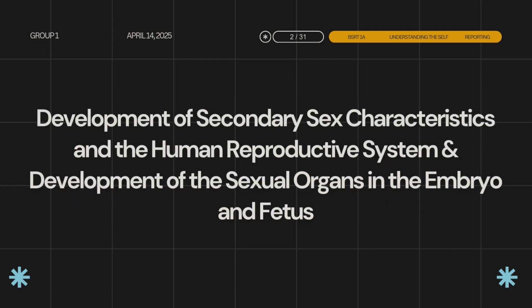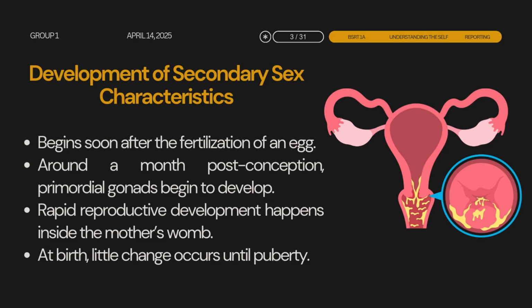First, let's discuss the development of secondary sex characteristics and the human reproductive system, and the development of the sexual organs in the embryo and the fetus. The development of the human reproductive system starts early in the womb, although the gonad starts to form about a month after conception. The major growth and changes in the reproductive organs continue during pregnancy. After birth, these systems remain mostly inactive until the child reaches puberty, which then triggers further development and secondary sex characteristics, like voice changes, body hair, and breast development.